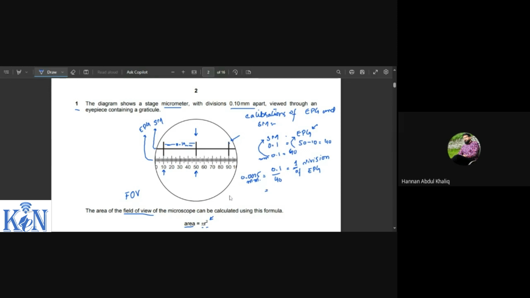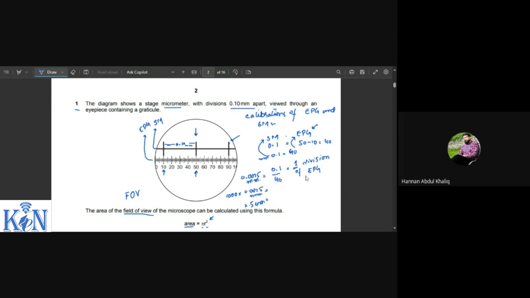So what do we do? 1000 into 0.0025. 0.0025 millimeter, the answer would be 2.5 micrometer.